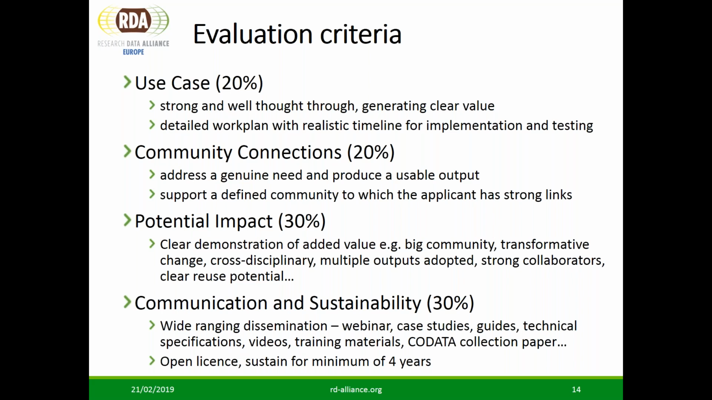And then the final point is the communication and sustainability. And again, this is 30% because we want to ensure that things have impact going forward. We'd like to see a wide range of dissemination approaches. You're required to either give a webinar or speak at a plenary, but you should be doing as much as you can. So developing case studies and guides or technical specifications, perhaps generating videos or training materials, or publishing a paper in the CODATA collection that we have.